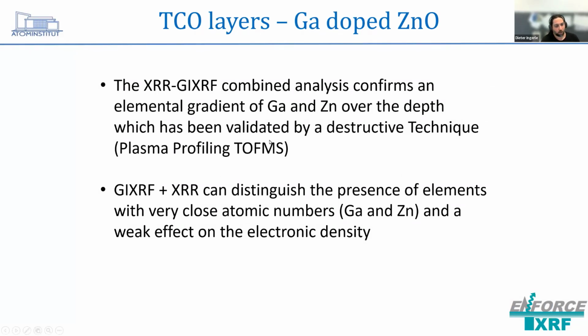And of course, the results are also validated in this case with MS. But again, the advantage here, or the question, was that you can use grazing incidence GIXRF and XR just non-destructively, because if you use plasma profiling, then your sample will be somewhat harmed. So it's helpful to have non-destructive techniques. We can maybe also use them on samples in the production line, for example.